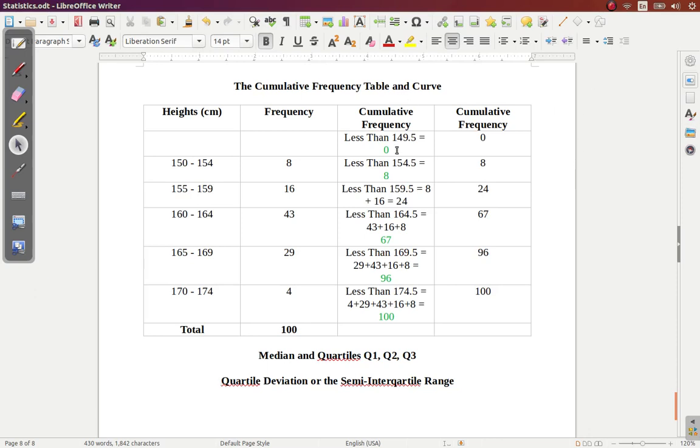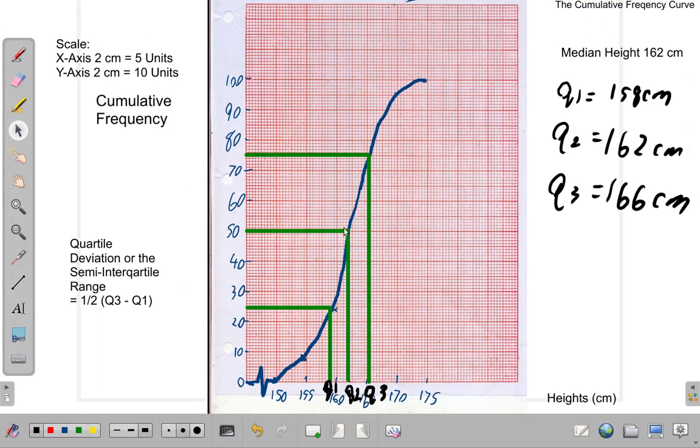So let's look at what is called the quartile deviation or the semi-interquartile range. Here we look back at our cumulative frequency curve. We see that the quartile deviation or the semi-interquartile range is half of Q3 minus Q1. Right?